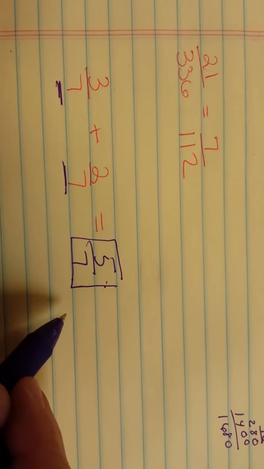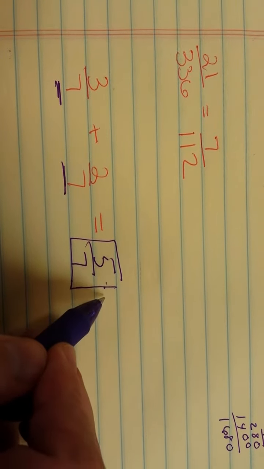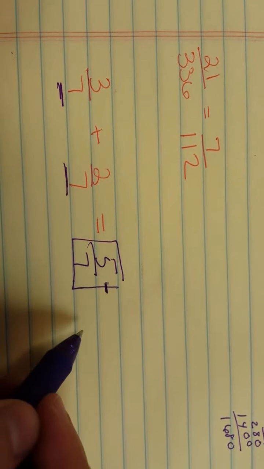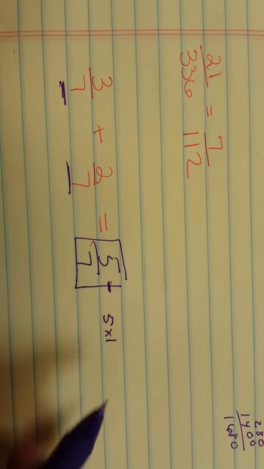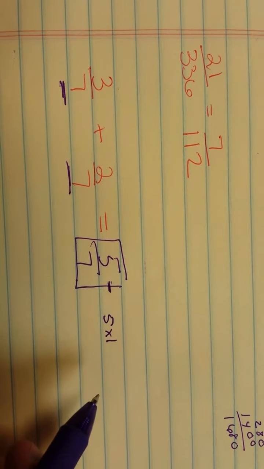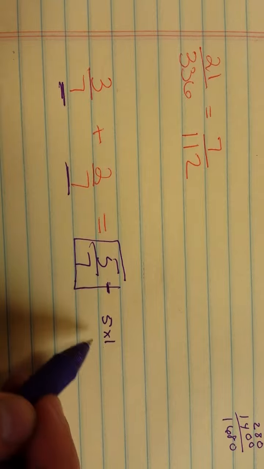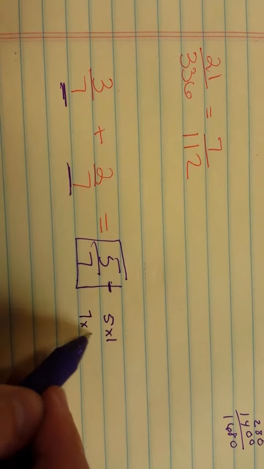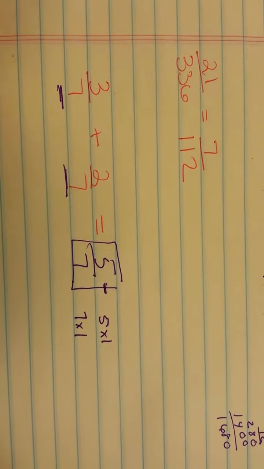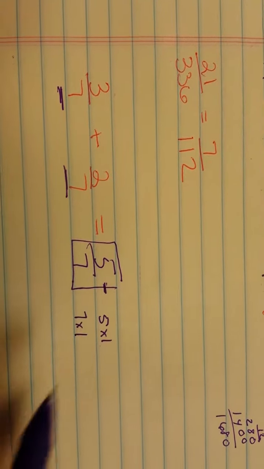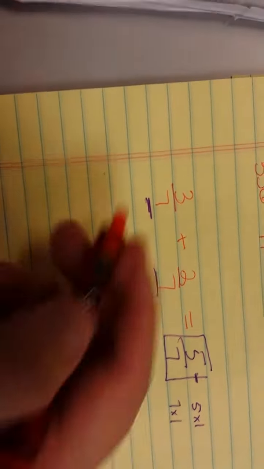Anyway, the only thing that goes into 5 is 5, and the only thing that goes into 7 is 1. The other way to check that if you're unsure is that you break down what times what equals 5. Well, 5 times 1 equals 5, and 1 times 5, which is the same as this, so that's it. And 7 times 1. Can't do 7 times 2, can't do 7 times 3, so this is in its lowest form. That was number 1.